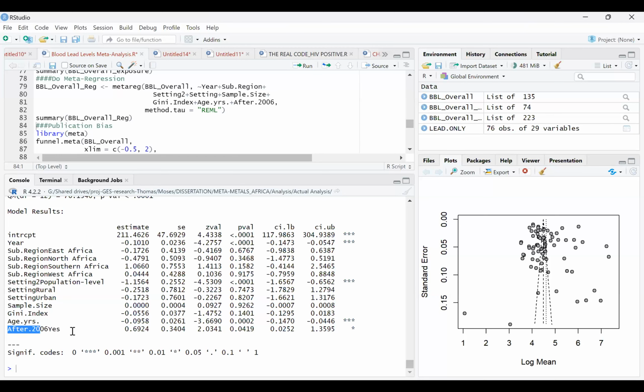And then we have after 2006. Do we have it? Yes, we have it here. Also statistically significant, but not 3 asterisks. We can say statistically significant at 0.05. And that is giving us a positive coefficient.